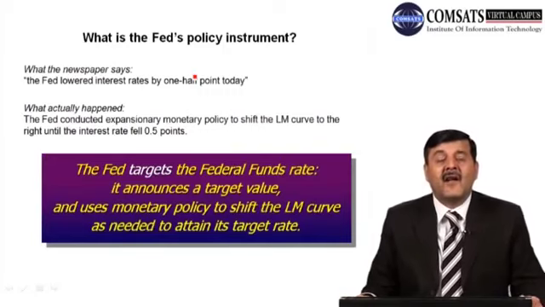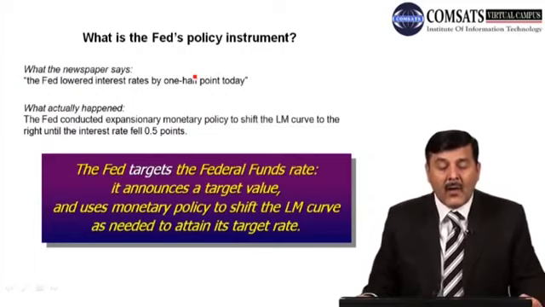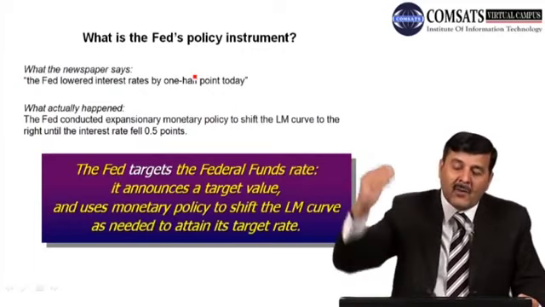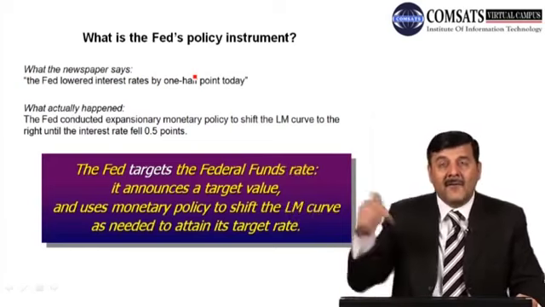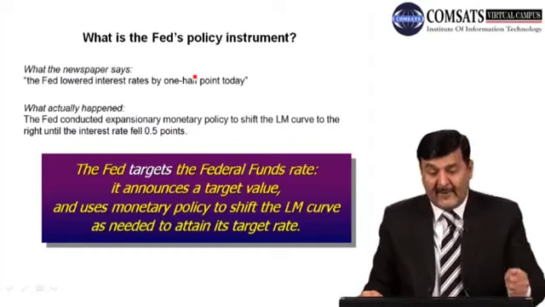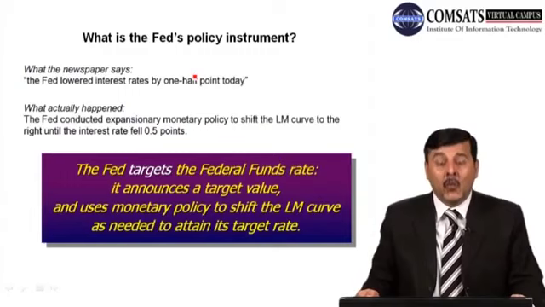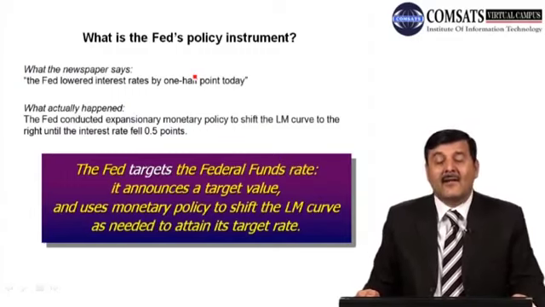So what is the Fed or the central bank policy instrument? Now what the newspaper says, the Fed lowered the interest rate by 1/2 point today. What actually happened? हुआ क्या? Result क्या हुआ? The Fed announced expansionary monetary policy, money supply को बढ़ा दिया to shift the LM curve to the right side until the interest rate fell to 0.5%. The Fed targets the federal funds rate, it announces a target value and uses monetary policy to shift the LM curve as needed to attain its target rate, right?